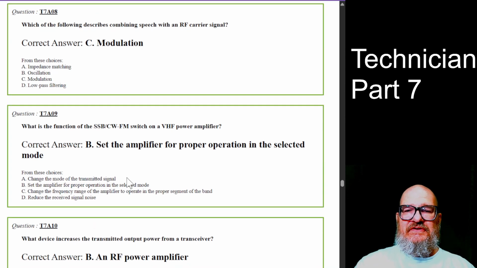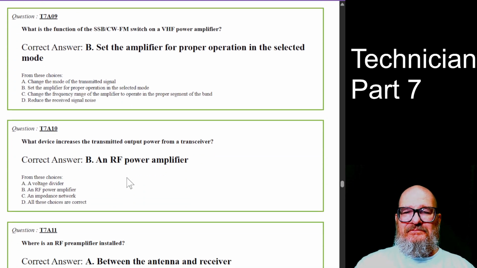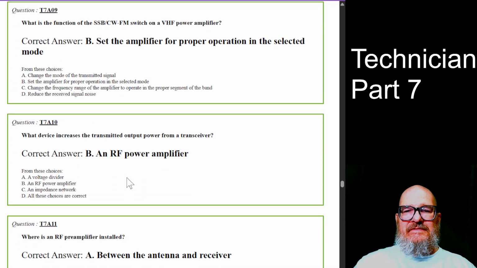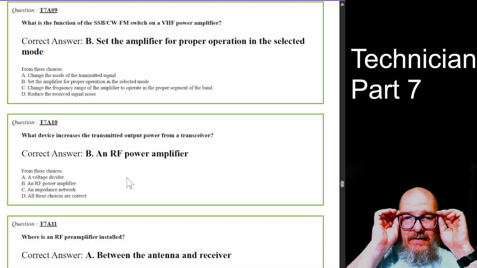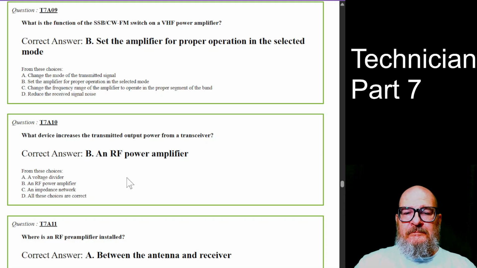Which of the following describes combining speech with an RF carrier signal? And that is modulation. So you modulate a signal. What is the function of the SSB CW FM switch on a VHF power amplifier? And that is to set the amplifier for proper operation in the selected mode. So SSB and CW are one, and then FM is the second one.